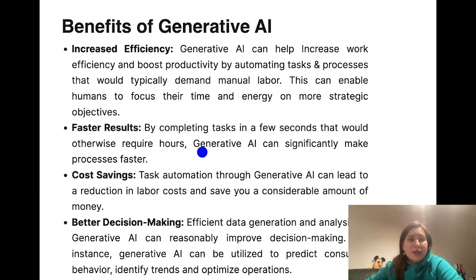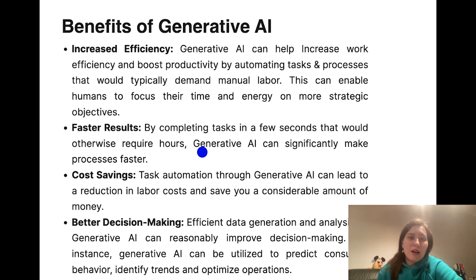First of all is increase in efficiency. It enables humans to focus their time and energy on more strategic objectives, not on writing text and other stuff, which generative AI can do instead of humans. So people can be more creative right now. Faster results. Generative AI can significantly make processes faster, for sure.